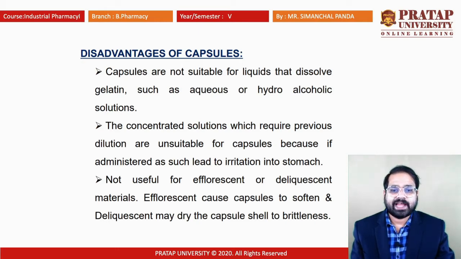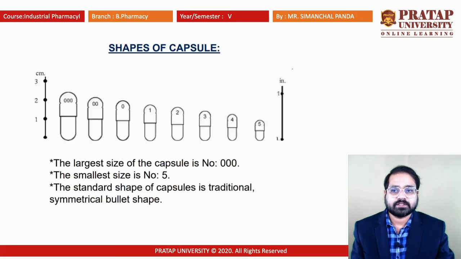Capsules are not useful for efflorescent and deliquescent substances. Efflorescent substances cause the capsule to soften, that means the moisture will be absorbed and it will start to soften, and deliquescent substances will dry the capsule and lead to brittleness.